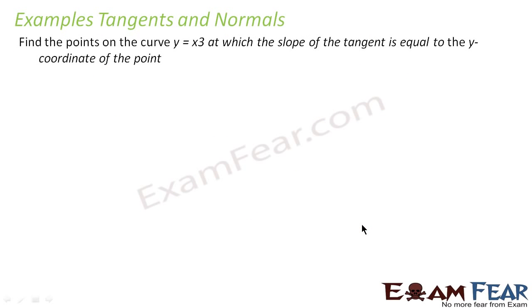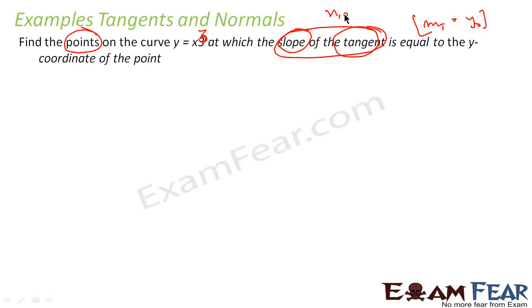Let's take one more. Here also we have to find the points at which the curve y is equal to x cube, the slope of the tangent is equal to the y coordinate. That is, I'll say m, the slope, is nothing but y naught. So we have to find x naught and y naught such that the slope is nothing but y naught. Correct? So let's try this. It's not a very difficult question.